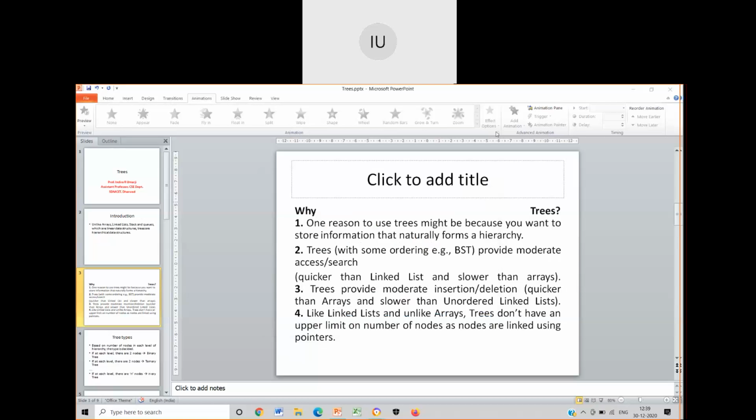Okay, guys. So I'll be beginning with the things. In the previous class, I mentioned what a tree is and how it is different from a linked list or stack or queues. Linked lists, arrays, stacks and queues are all linear data structures. But now what I'm speaking about is a hierarchical data structure, which is called a tree. Why are these trees required, first of all?